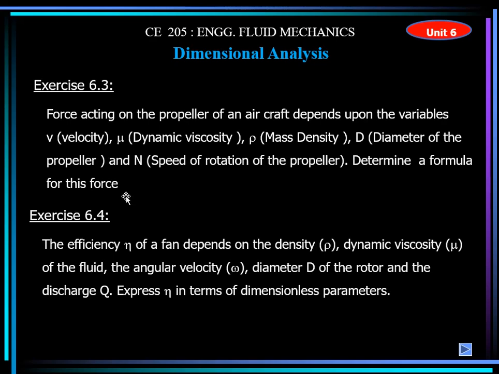Let us see another example. I also uploaded this problem. Example 6.3 is talking about the force acting on a propeller of an aircraft, the fan of that aircraft, which is rotating. The force on this propeller depends upon the variables: the velocity, the dynamic viscosity, the mass density, the diameter of the propeller, and the speed of rotation of the propeller. So we know that these are the parameters on which this force depends. So I have to determine the formula for the force.